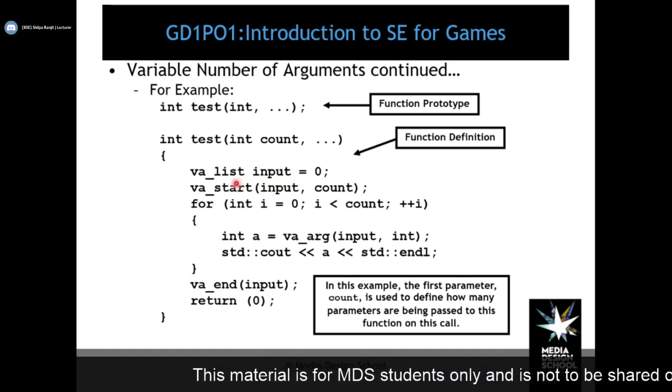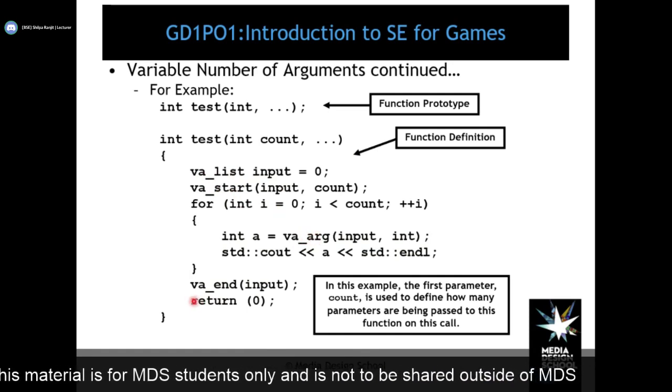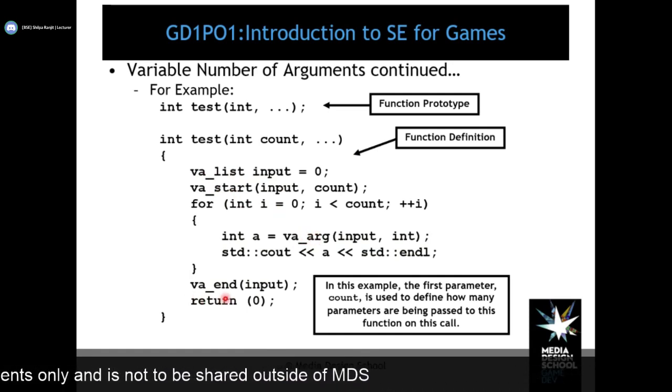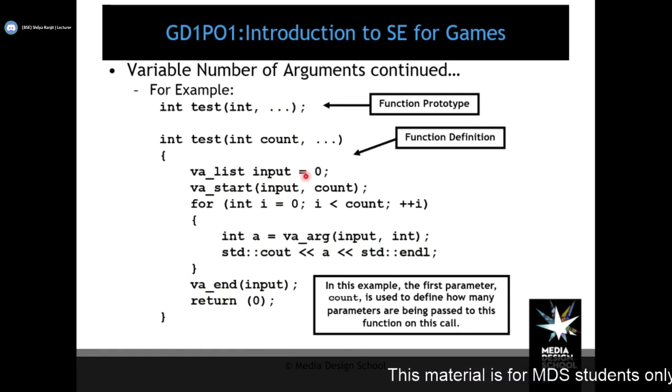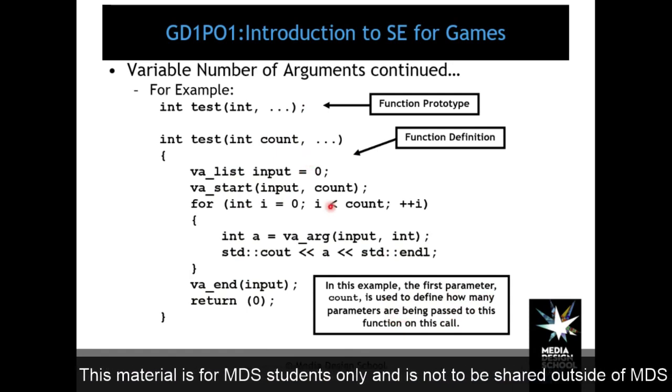Okay, so this basically shows you the usage of va_list, va_start, va_arg, and va_end. This is how you could use the variable argument lists in order to do any operation on it. All right. So in this example, the first parameter count is used to define how many parameters are being passed to this function on this call.